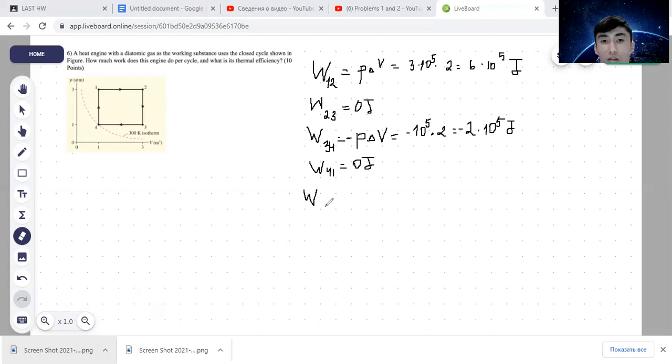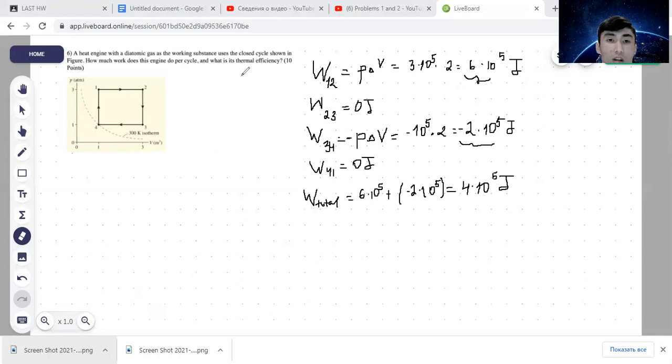So the net work, or total work, equals this number plus this number. It's 6 times 10 to the power of 5 minus 2 times 10 to the power of 5. So here will be equal to 4 times 10 to the power of 5 joule, our total work. So we found the first question's answer. Let's turn to the second question.